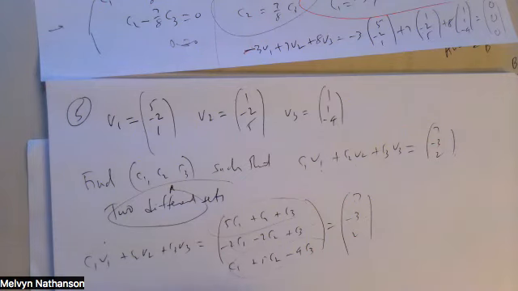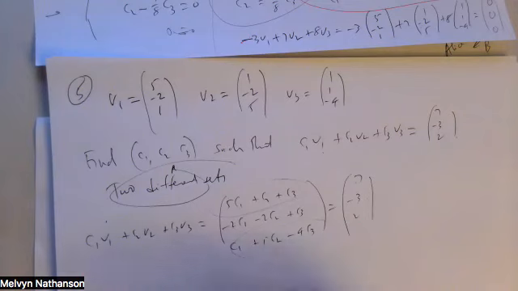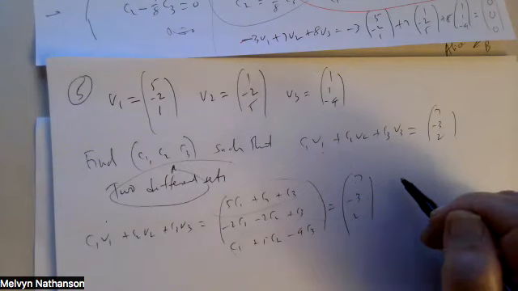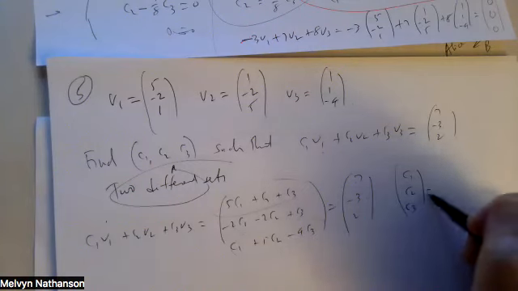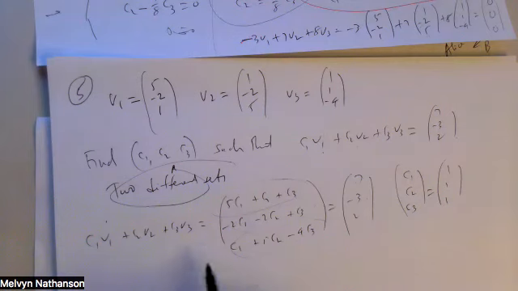So you can do some work and find the solutions. Actually, I can sort of see just looking at this. If I let C1, C2, C3 be the vector 1, 1, 1, then 5 plus 1 plus 1 is 7, minus 2 minus 2 is minus 4, plus 1 is minus 3, 1 plus 5 is 6, minus 4 is 2. This is a solution. So the set of all solutions is the vector 1, 1, 1 plus every linear combination of the solution space of the homogeneous equation.